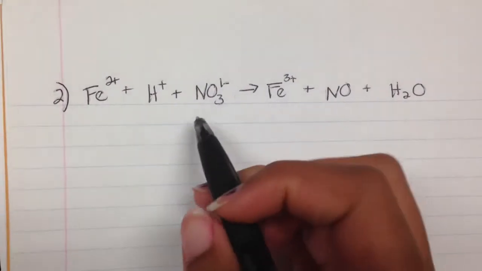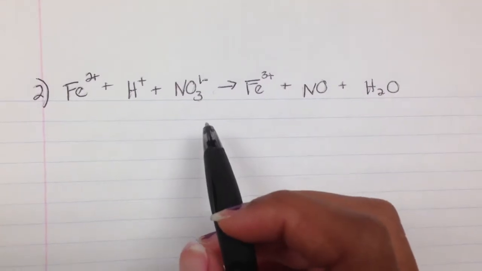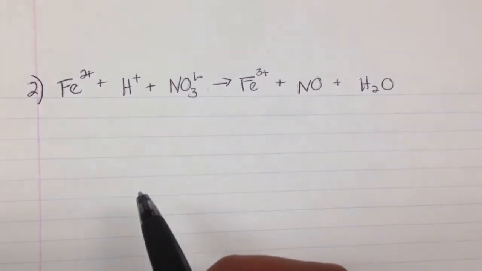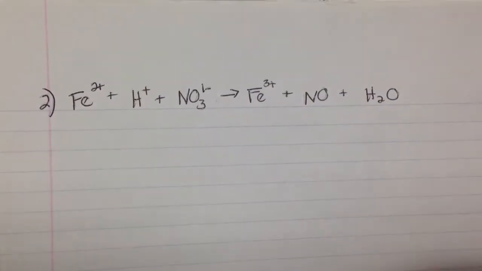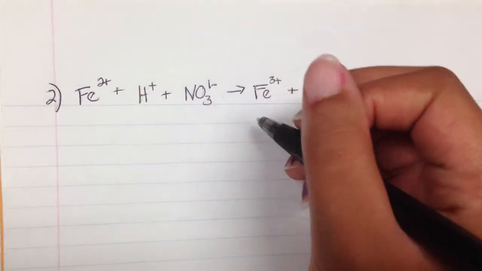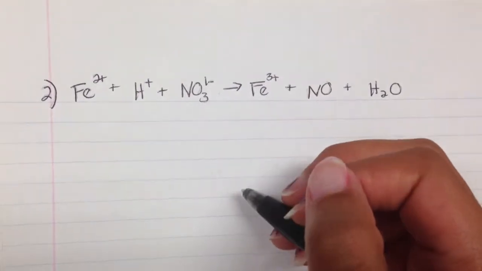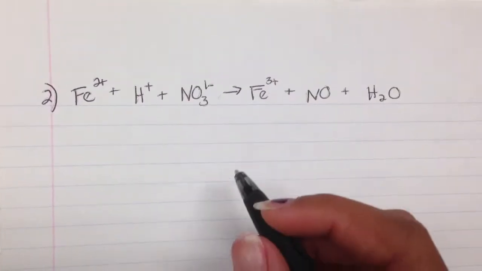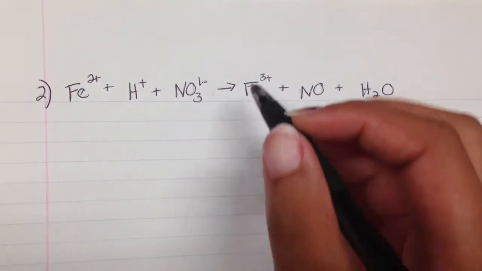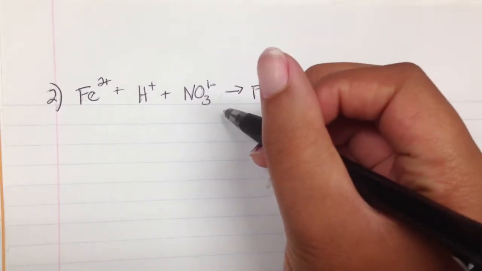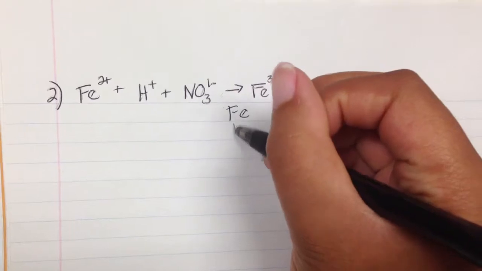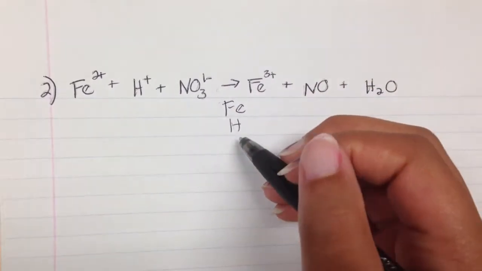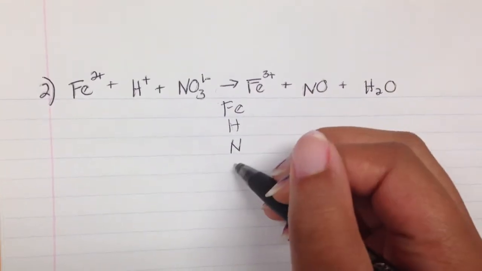So problem number 2, we're given this chemical equation, but it's not balanced, so we must balance it using algebra. First, I'm going to write all the elements underneath of this yield sign so we can compare the number of moles and we can also compare the charges. So we have iron on both sides, hydrogen, nitrogen, and oxygen.